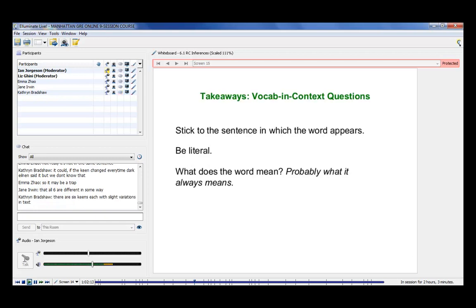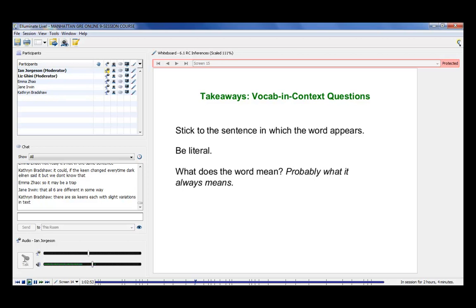Yep. And so the takeaway here is stick to the sentence in which the word appears and be very literal. What does the word mean? Probably what it always means, right? This is where things diverge a little bit from the SAT. If you remember taking the SAT, and the SAT does those vocab and context questions a lot more, you probably remember that in most cases on the SAT, they'll use a word that has 5 different dictionary meanings, and they'll give you all 5 of those as answers, and you've got to figure out what it actually means in this case. The GRE doesn't tend to do that as much.